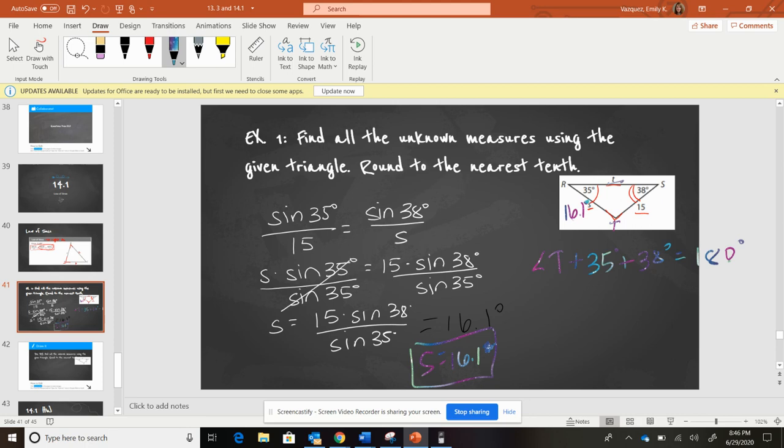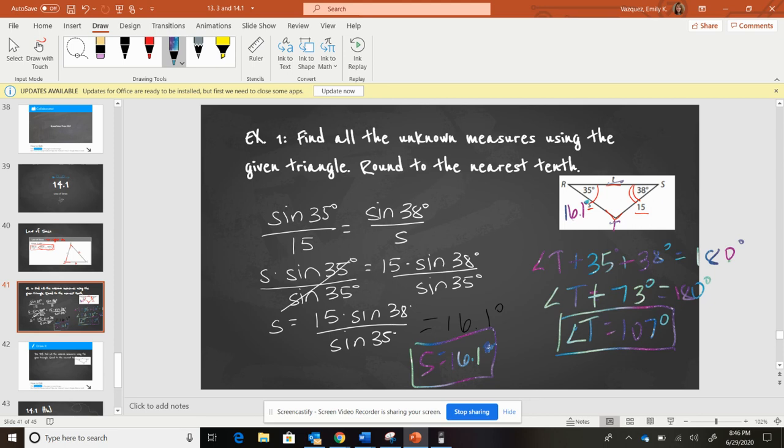So let's go ahead and combine those by adding 35 plus 38. And I'm going to get 73, plus T equals 180 degrees. Okay. Then I'm going to subtract 73 from 180, and I'm going to get that angle T equals 107. And angle T, it's a capital, so it is going to be degrees here. So now I have found two pieces of the missing variables. I have one more letter left, which is lowercase t.